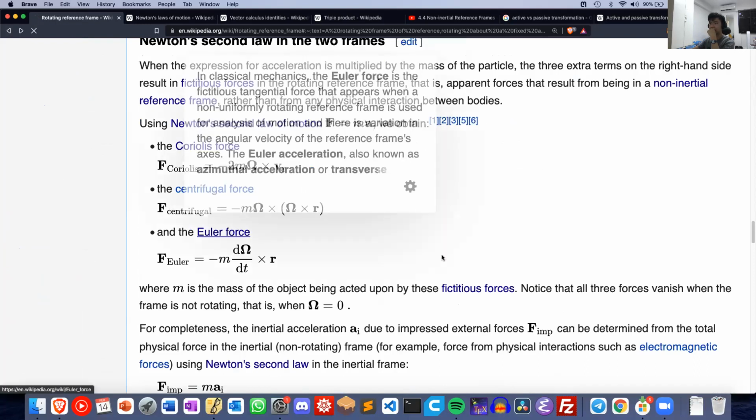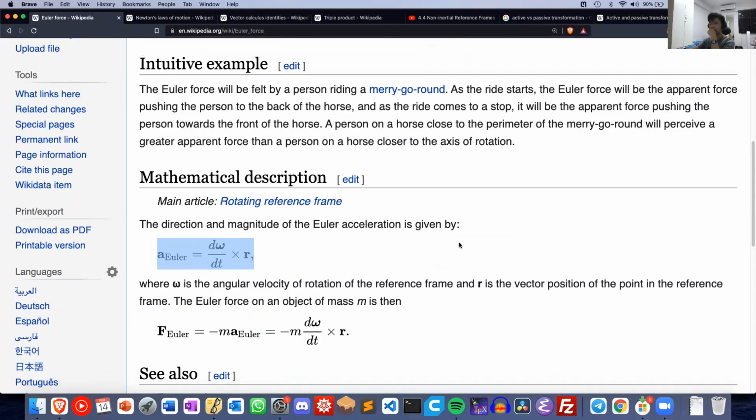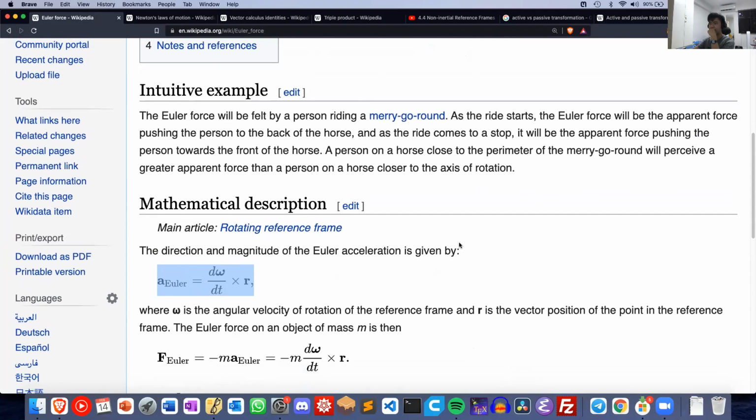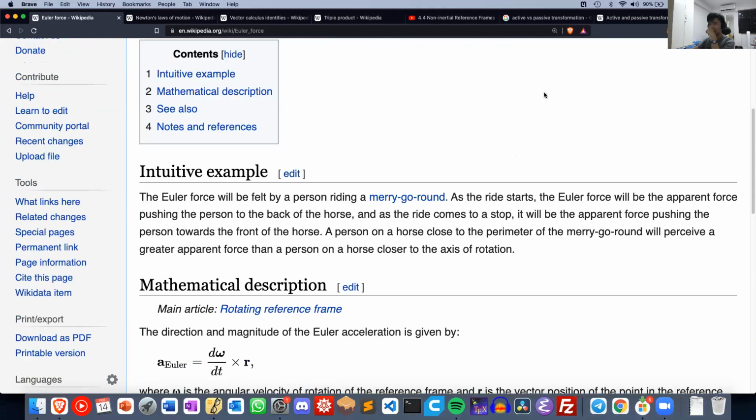And for the Euler force, you can also check out the Wikipedia page. It's basically this thing, and it basically doesn't want you to accelerate in the direction you're going. I'm not sure how to explain the intuition for this one. Basically, if you're riding on a merry-go-round, and the back of the seat pushes you forward, then you're going to feel a force that resists you going forward. It's going to want to keep you where you are. So that's the best explanation.